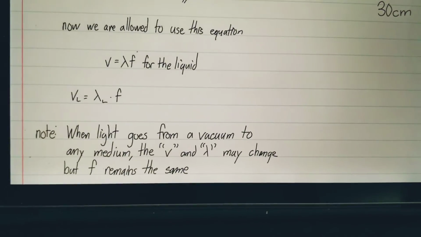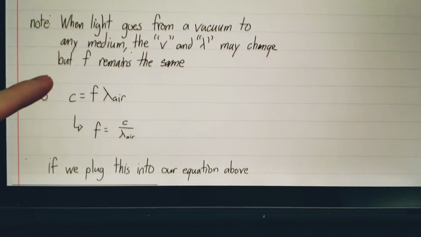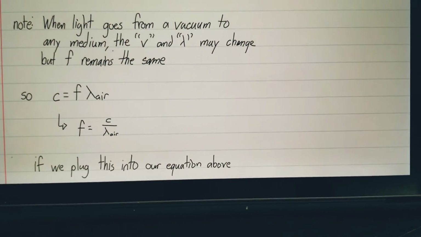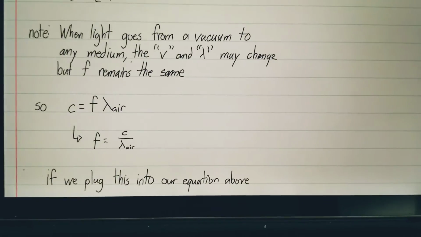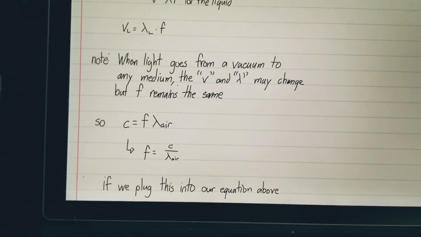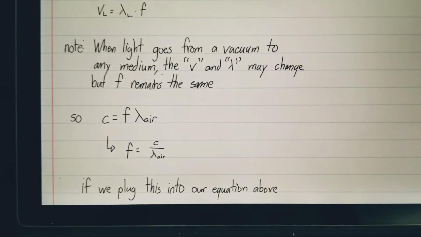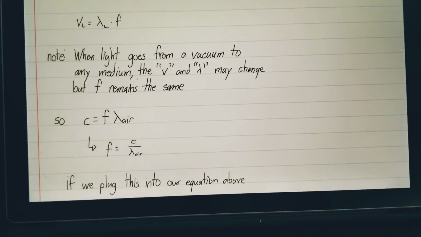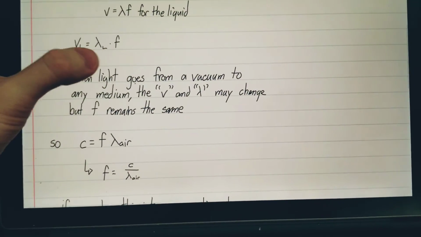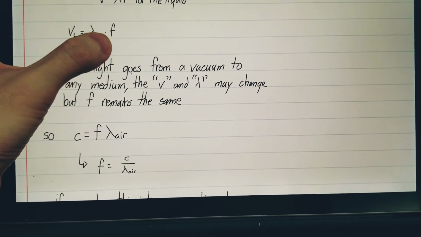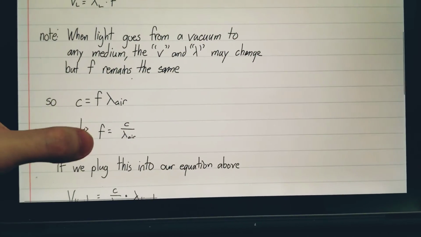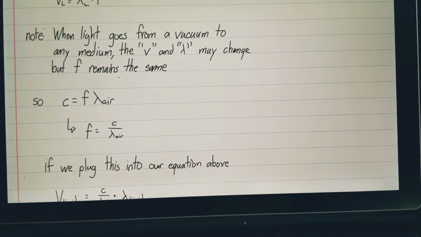Here's some review for you guys. When light goes from a vacuum, or in this case the air, to any medium, the velocity and the lambda might change, but the frequency will always stay the same. So even though there are two unknowns in this equation right here, we can actually find the frequency using the speed of light equation.